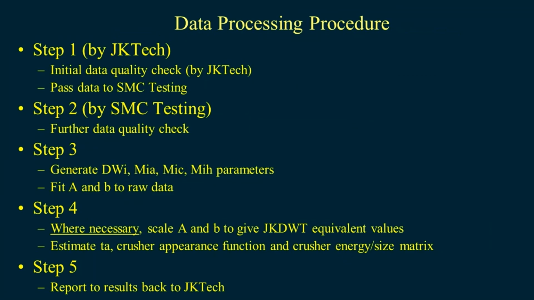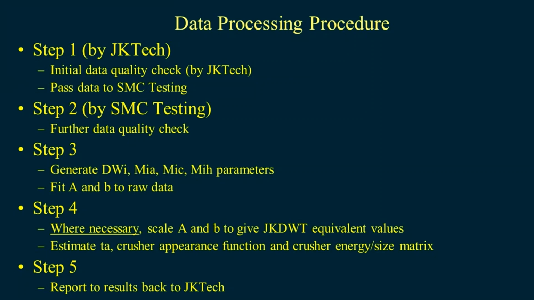That information goes to Matt and his team. He does a certain amount of initial data quality checking, and that information then is passed on to SMC testing. SMC testing does further quality checks, and the raw data is then subject to a number of algorithms, and it generates those power-based parameters, the DWI, MIA, MIC, and MIH. Raw A and B data are fitted to that raw data, and where necessary, those values are scaled.